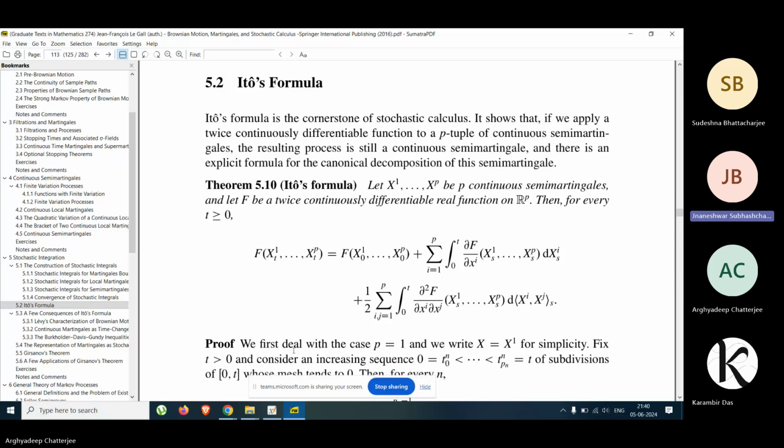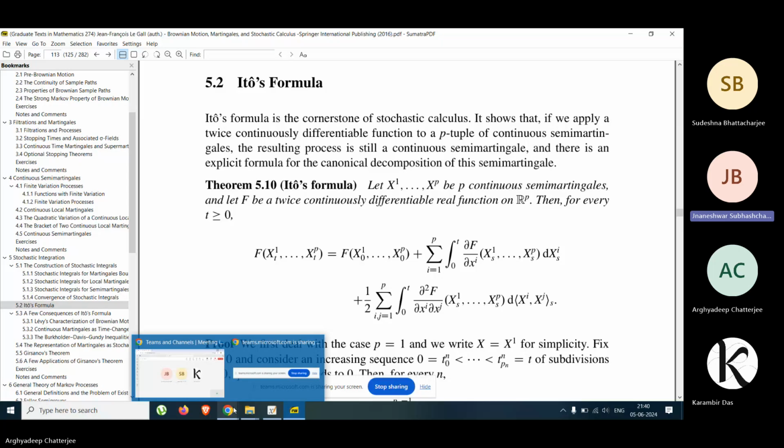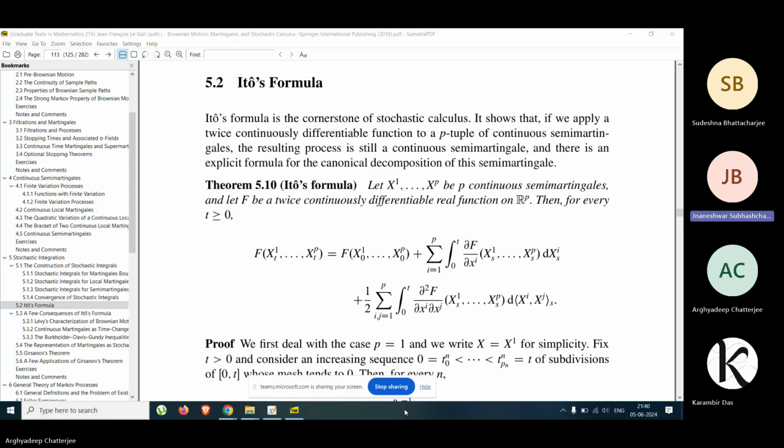So f of Brownian motion, f of, let's say, x1 comma t. So you would treat this second semimartingale as just an increasing process. Yes, this t itself is a semimartingale, because it can be written as zero plus t. So this gives you everything basically. This is even more powerful.